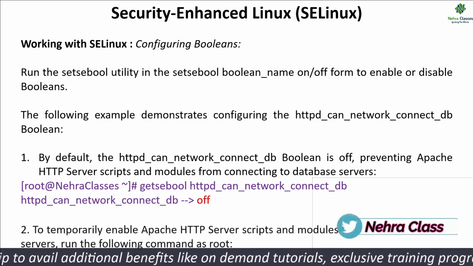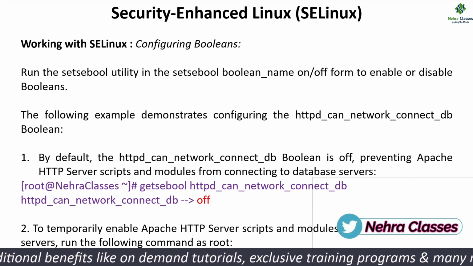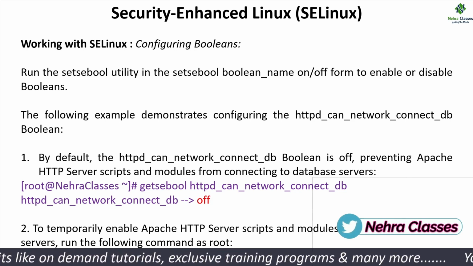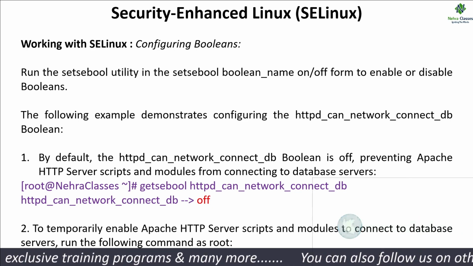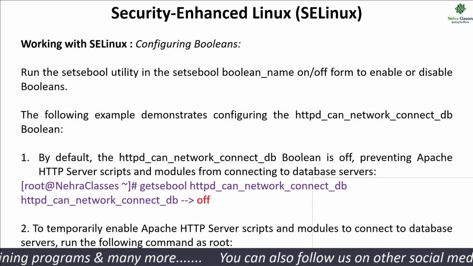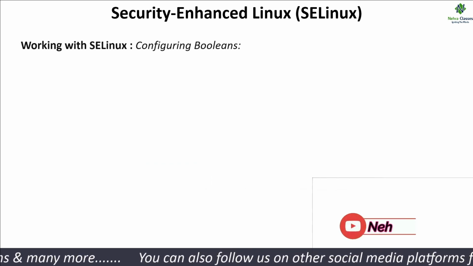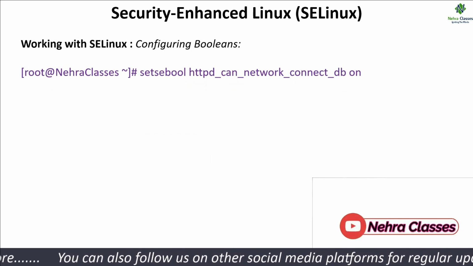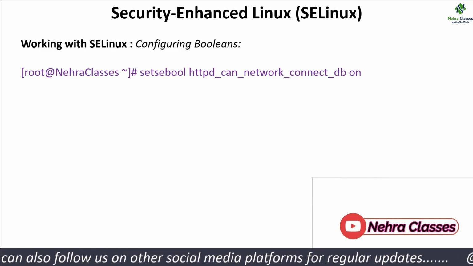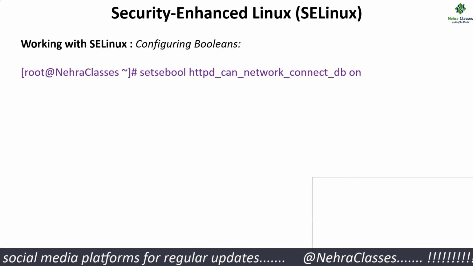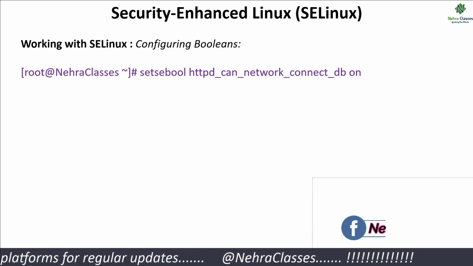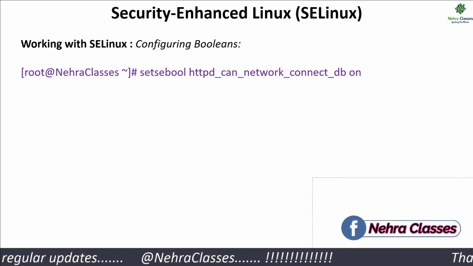If you want to temporarily enable Apache HTTP server scripts and modules to connect to the database server, you can run the following command from the root user account. And what is the command? This is the command, setsebool. After that you will have to mention the name of the boolean, which in this case is httpd_can_network_connect_db, and after that you can mention on.